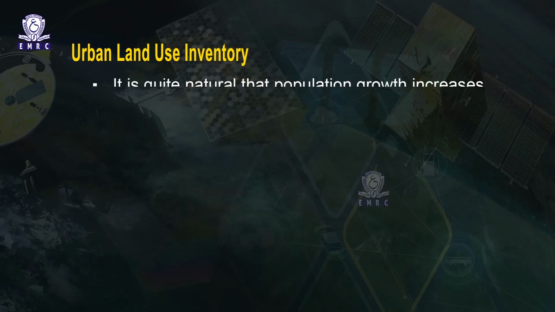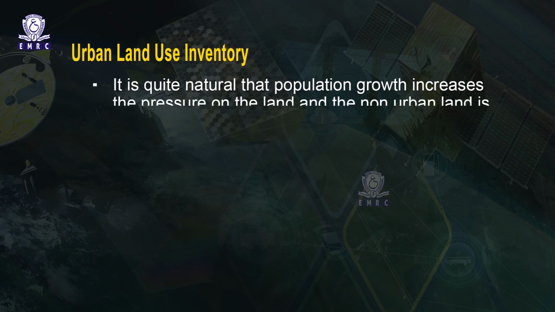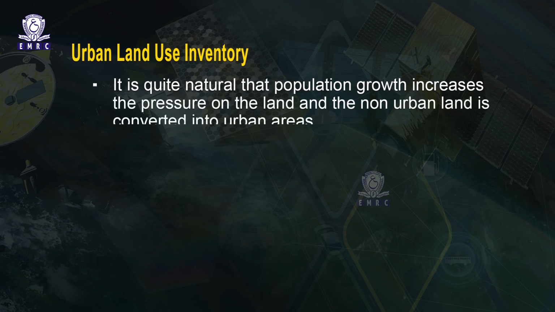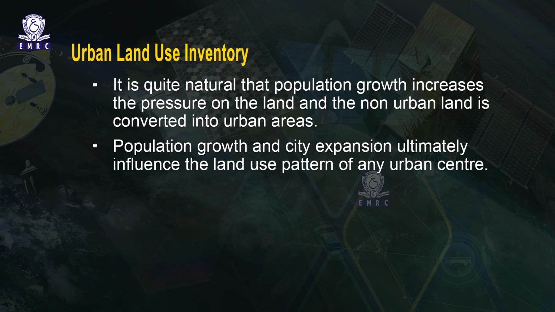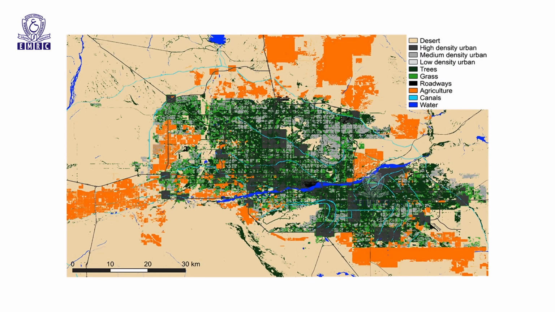Urban land use inventories. It is quite natural that population growth increases the pressure on the land, and non-urban land is converted into urban areas. Population growth and city expansions ultimately influence the land use pattern of any urban center. Knowledge of the patterns and intensity of land use is relevant in urban planning, but the preparation of a land use inventory by conventional methods is expensive and time consuming. The advantage of satellite imagery interpretation in terms of accuracy, timeliness and cost is indisputable in comparison to conventional methods.